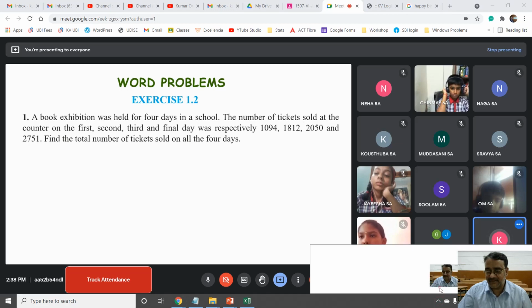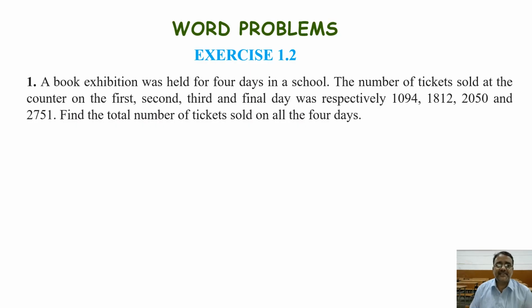गया तो पूरा गड़बड़. A book exhibition was held for 4 days in a school. The number of tickets sold at the counter on the first, second, third and final day was respectively 1,094, 1,812, 2,050 and 2,751. So we'll write every step. Word problem में steps बहुत important है, ठीक है.